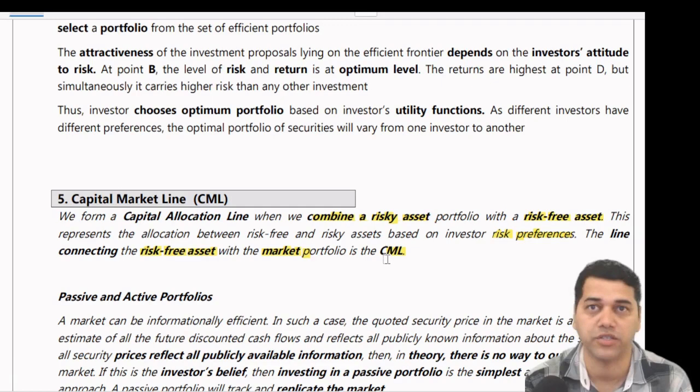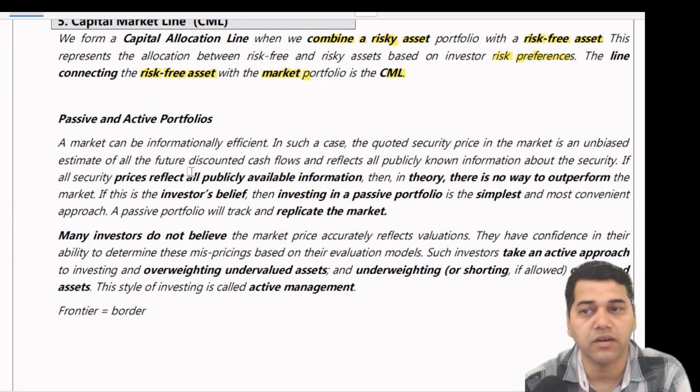Now, active and passive portfolio management. See, in India, there are two types of portfolio management. Now, a market can be informationally efficient. What do you mean by this? There's something called the efficient market theory. We'll discuss that in the security analysis chapter. Informationally efficient means every piece of information is available and the market is fully efficient.